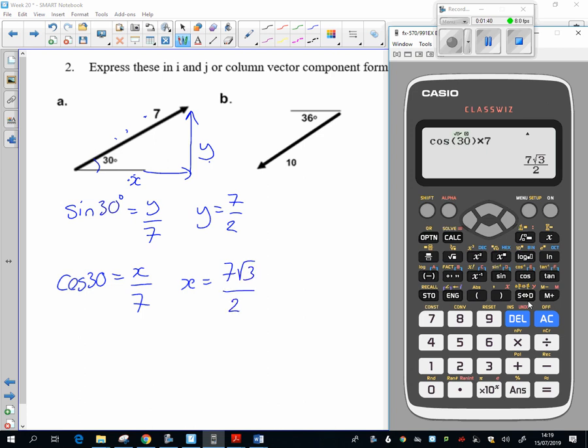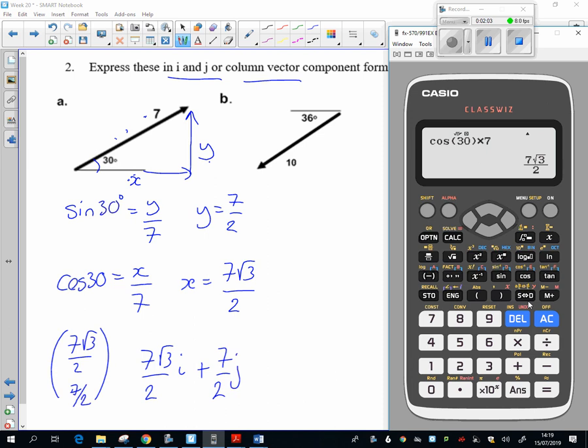I've been asked to write these, well, it says i and j, all column vectors, so I'll do this first one both ways. As a column vector, it's 7 root 3 over 2, 7 over 2. As i and j vectors, it's 7 root 3 over 2 i plus 7 over 2 j.